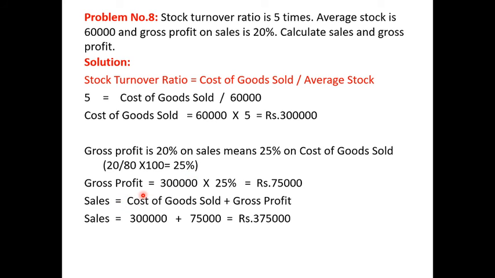So gross profit is equal to cost of goods sold, that is 3 lakh into 25%, 75,000 will come. Sales is equal to cost of goods sold plus gross profit. So sales is equal to 3 lakh plus 75,000, means 3 lakh 75,000 will come.